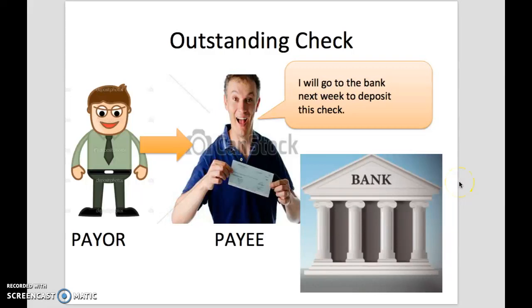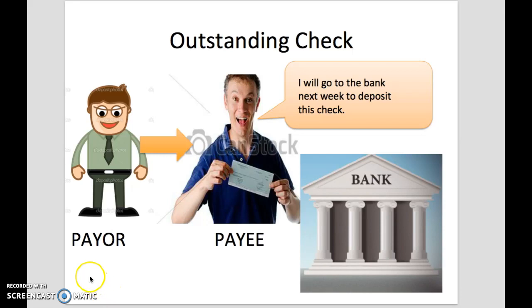Okay, so what you see now in front of you is a diagram, and this should explain the concept of outstanding checks. Okay, so here we have a payor. So let's call this payor Mr. A, and Mr. A wants to pay the payee, or Mr. Blue, a certain amount of money.